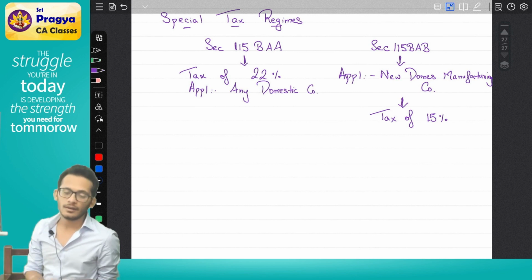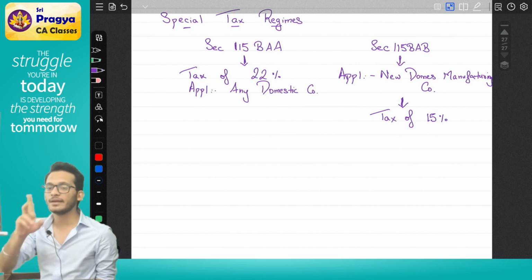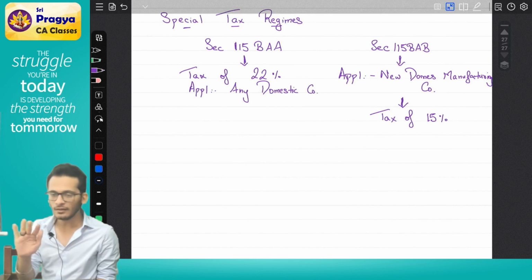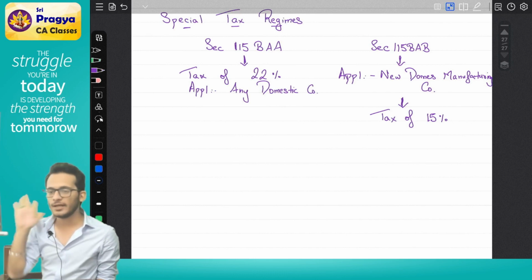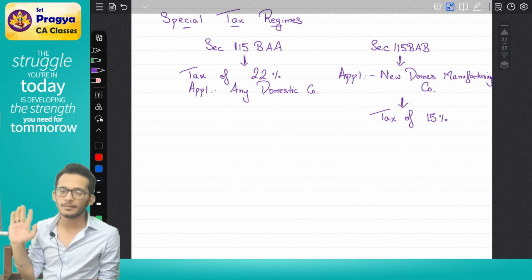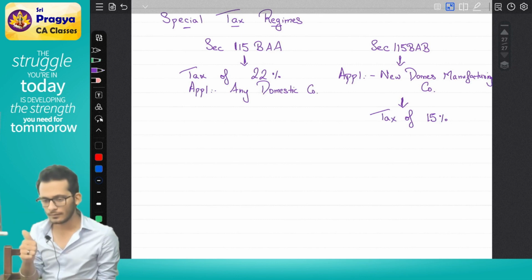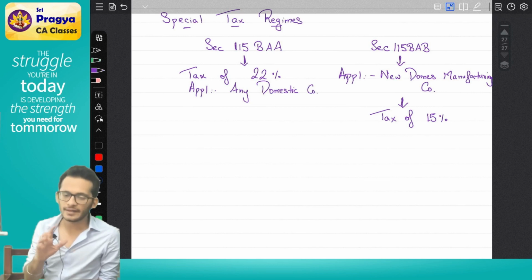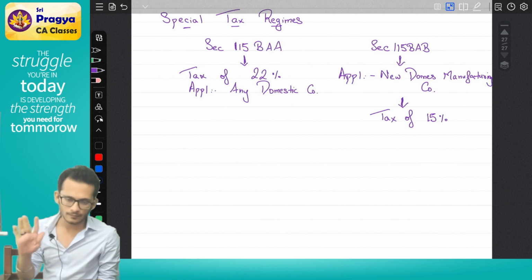Clear. Now, the tax rate of 15% will change. There are multiple tax rates. Actually, the main rate is 15%. There are many rates, we'll discuss in the next class. Right now, the basic rate is 15. Clear? And this new regime, once opted, they cannot come out. All those intricacies I am yet to discuss, I will discuss it in the next chapter. Right now, I'm just giving you the tax rates.